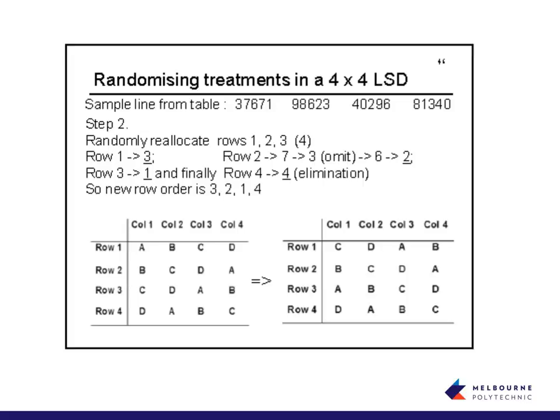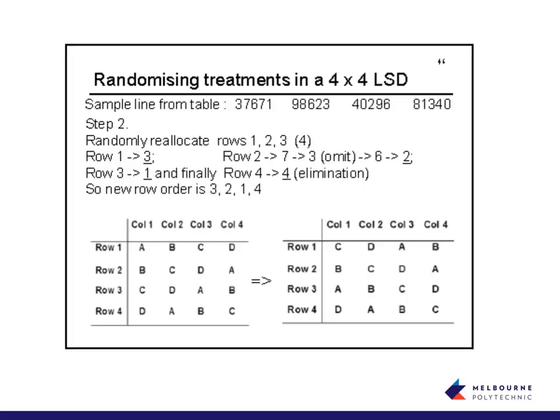So 1 will be represented by the number 1 as well as the number 5. 2 will be 2 and 6. 3 will be 3 and 7. And 4 will be 4 and 8. So we start with the first row. Where are we moving the first row? So we start from left to right on the random number table and look at the first number. It's 3. So row 1 will move to row 3.